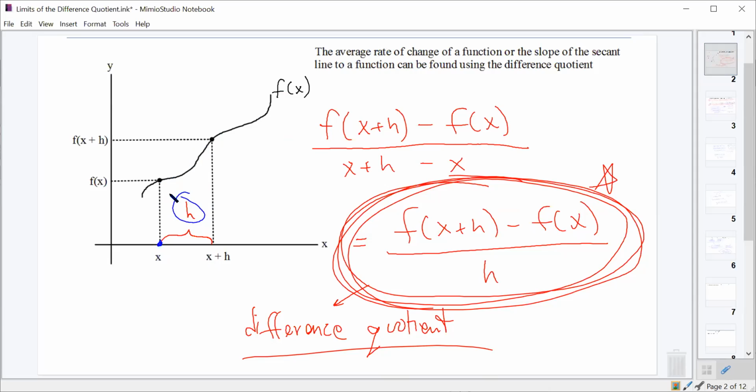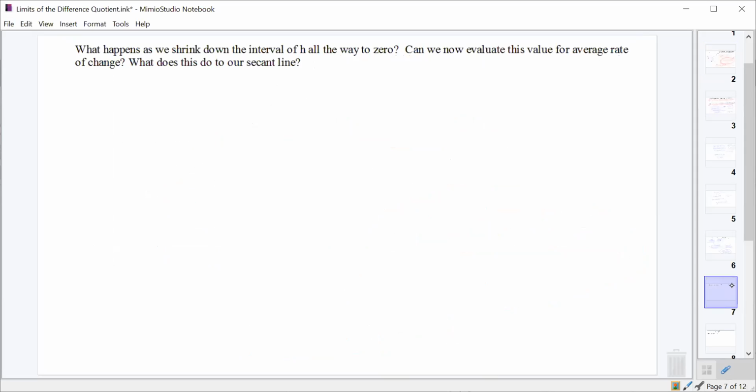Make it 0. Make it smaller and smaller and smaller until it is 0. That's exactly what we want to do. So we want to try to shrink down this interval of h all the way down to 0 and look for the average rate of change then.